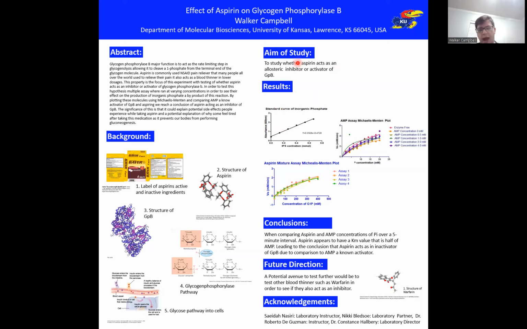So the aim of the study, obviously, is whether or not aspirin affects this reaction. How we did this is we first took a standard curve, which is roughly right here with our equation. We will use this later on to calculate the concentration of Pi, inorganic phosphate, which is the byproduct of this reaction.